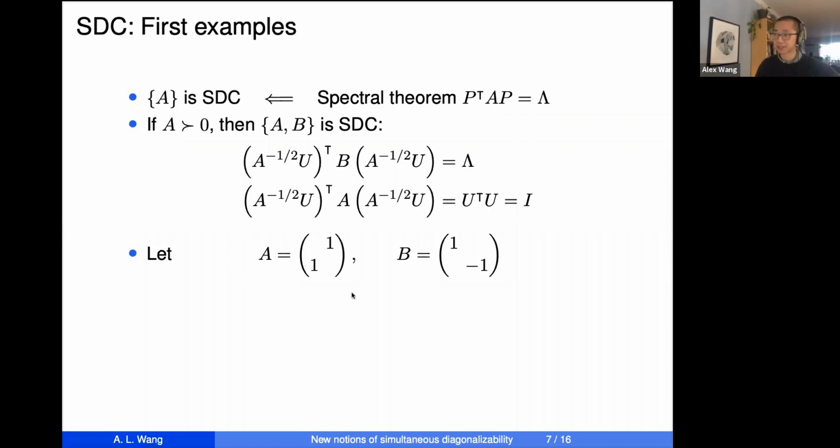And here, we can apply this because A is invertible, right? So we need to check that A is invertible. But once A is invertible, then we know that A and B are SDC if and only if A inverse B is both diagonalizable and has real spectrum.